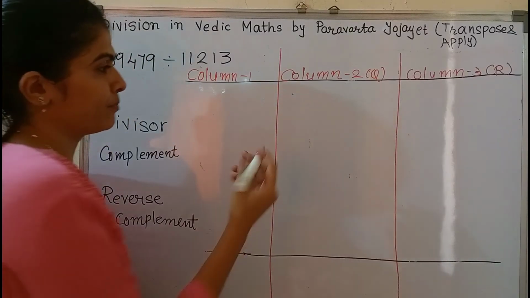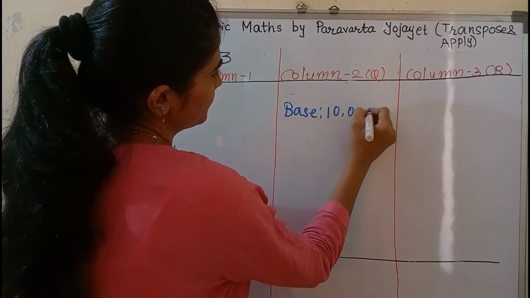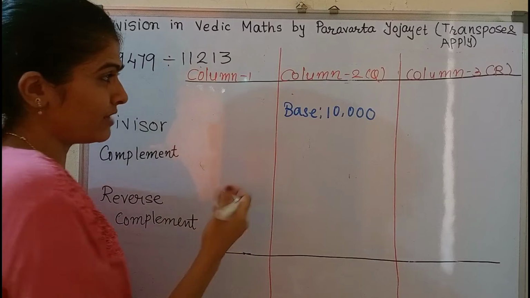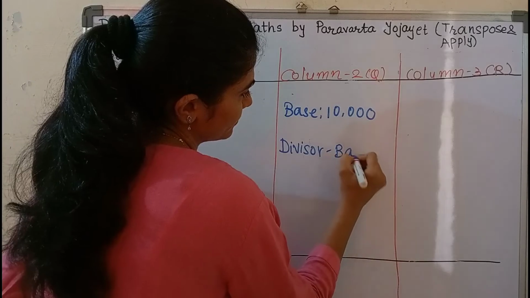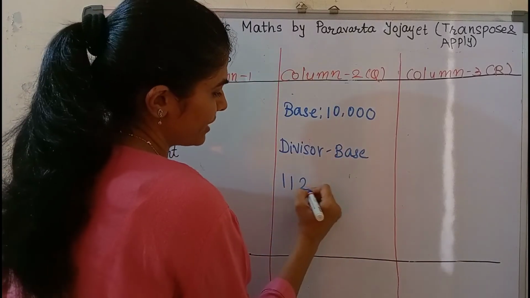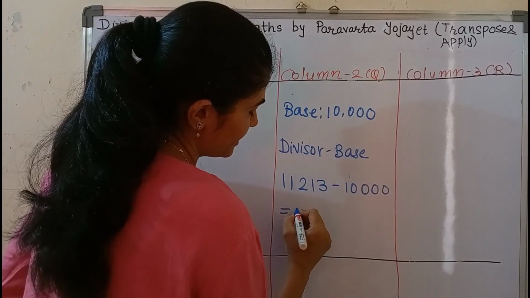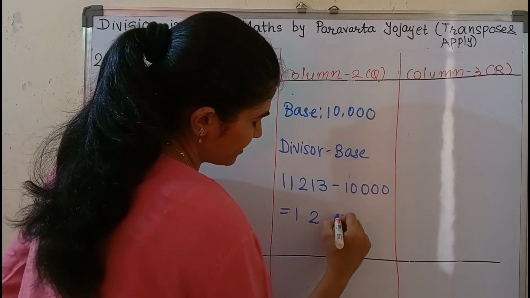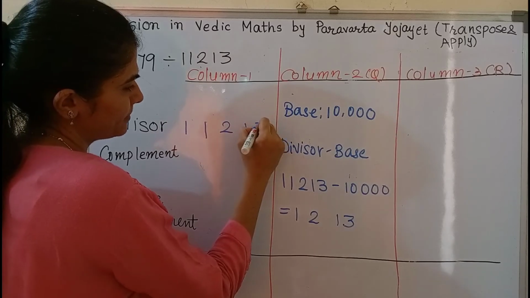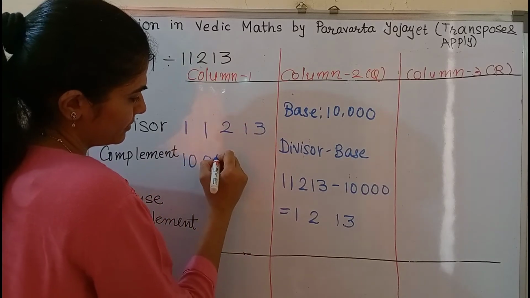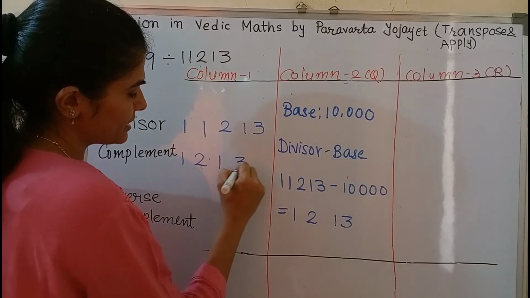So friends, what would be the base? How much would be my base? Base would be, can I say, 10,000, right? Because it is closer to 11,000. Now, the difference between divisor and base: 11,213 minus 10,000. So how much is it? It is 1,213, right? So my divisor is 11,213, my base is 10,000, and we write 1213, which is the complement.